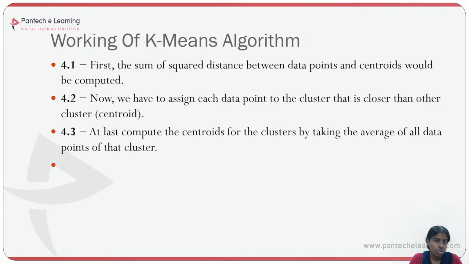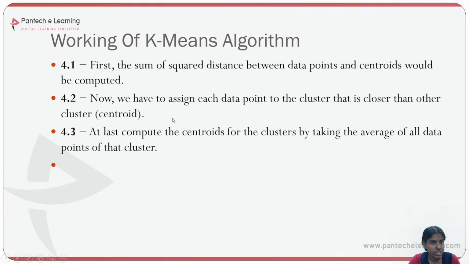So next I'm going to discuss with you the working of the k-means algorithm. What are the different steps involved? Firstly, the sum of the squared distance between the data points and the centroids should be computed. Then I have to assign each data point to the cluster whose centroid is closer than the other centroid. Finally, I have to compute the centroids for the clusters by taking the average of all the data points of the cluster.